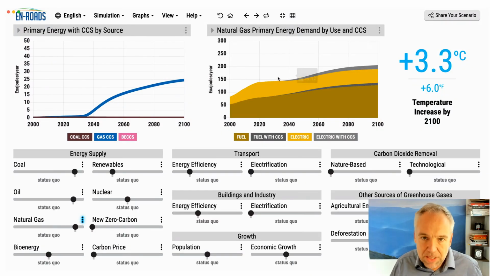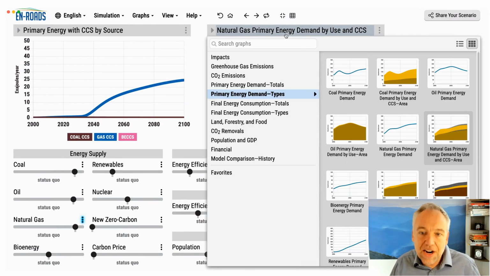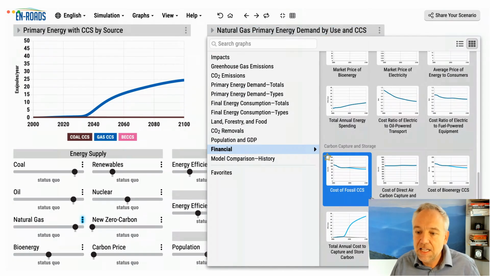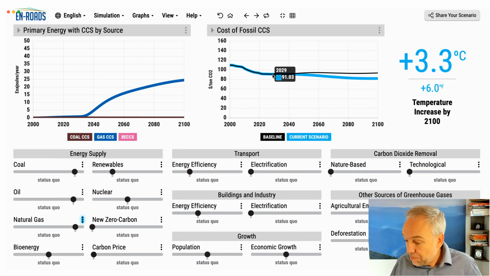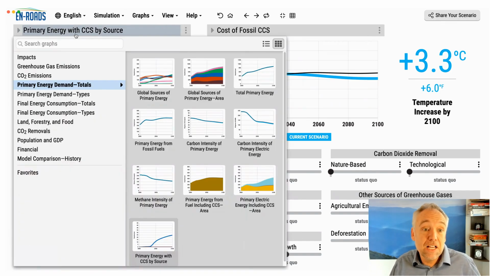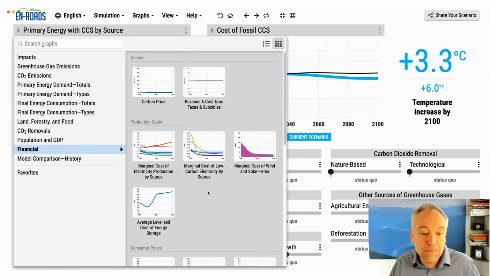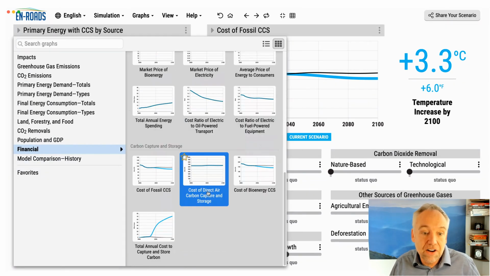The second big reason it doesn't grow very much, it is very expensive. We go down to financial, we can see cost of fossil CCS. Here it is, a little bit above $85 a ton, which would need to get paid for by either corporations or by governments. And that amount of money would really add up. It could end up being a lot of money.